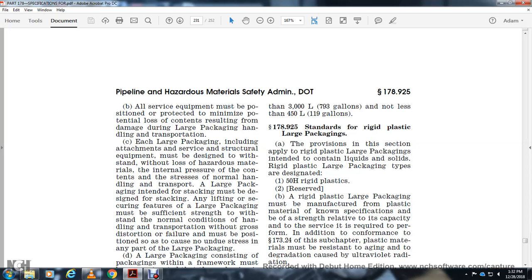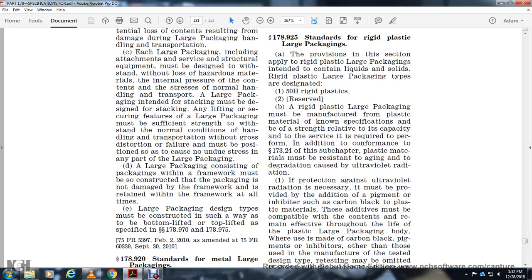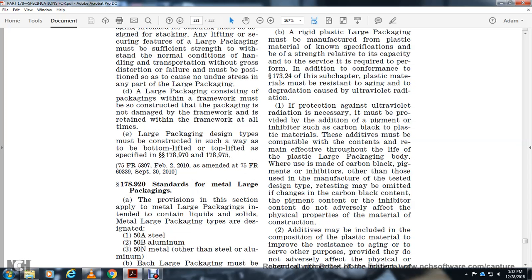Rigid plastic must be resistant to aging degradation and ultraviolet radiation, with protection against ultraviolet radiation. It must be provided with a radiation pigment inhibitor, described as black, with the plastic material. The additives must be capable of maintaining effect throughout the life of the plastic large packaging body, where carbon black pigments and inhibitors other than those used by the manufacturer of the design type may be used. Retesting can be omitted if the carbon black content, pigment content and inhibitor do not adversely affect the physical property of the material of construction.